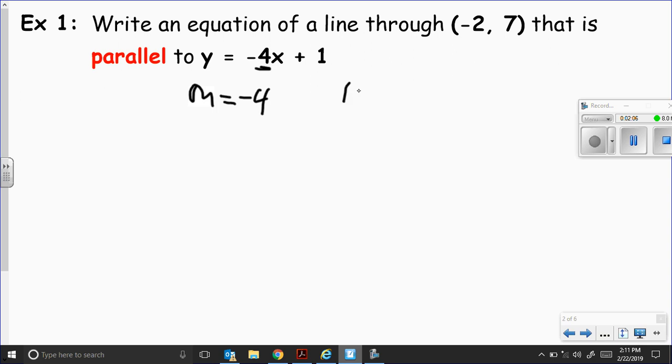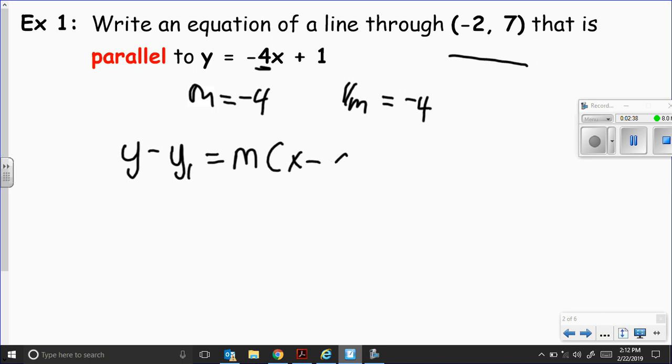So then let's think about it. We want a parallel line. The parallel slope, that's the symbol for parallel, has to be the same, so our parallel slope has to be negative 4. So now we're going to use the point negative 2, 7 and plug it into the point slope form. So remember that's y minus y sub 1 equals the slope times x minus x sub 1.